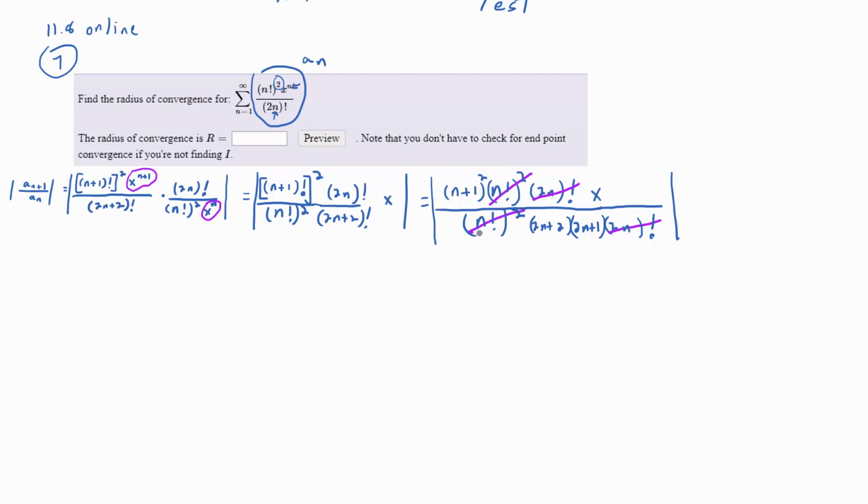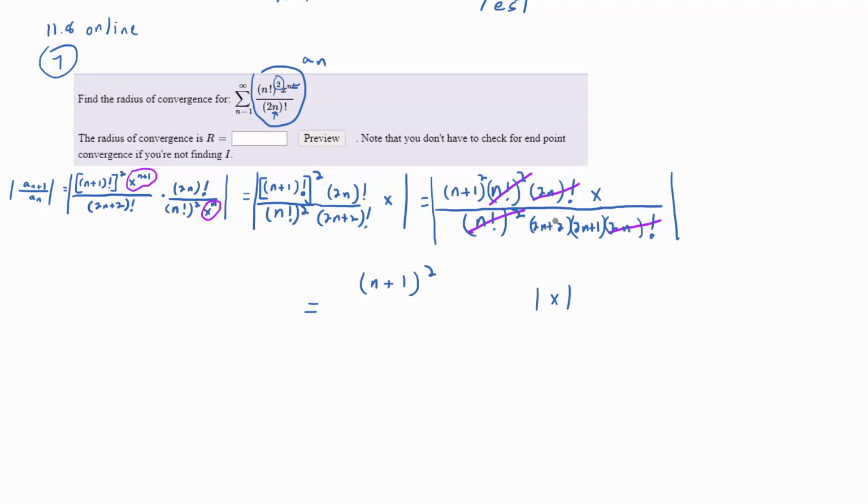And that's the hard part of the problem, because it's going to clean up pretty well after that. So I'm going to pull all the positive factors out of the absolute value so that I only have x left inside the absolute values. And then I just have to not miss anything. I think the only thing left on top then is the (n+1) squared.